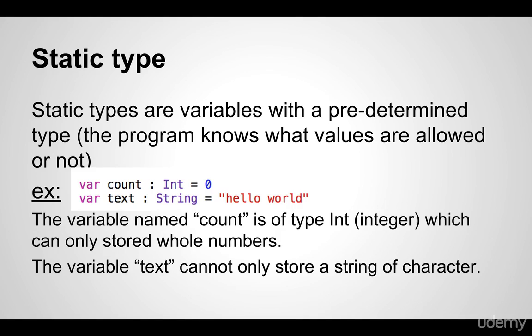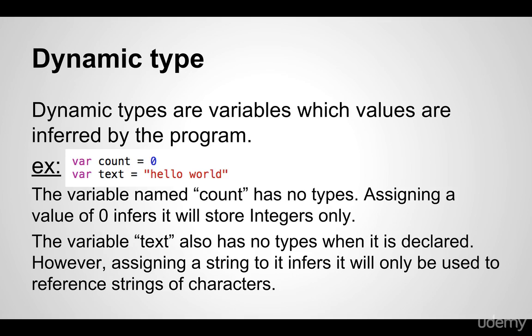So let's move to the next type, which is the dynamic type. So dynamic types are variables whose values are inferred by the program. By inferred, meaning that if we don't specify what values we want there, then the program would say to itself, this looks like a whole number that we want to store, or any whole number. So, for example, var count is equal to 0. Here we did not say it's an Int, okay? We did not say it's an integer. But the program already understood that we're trying to store whole numbers.